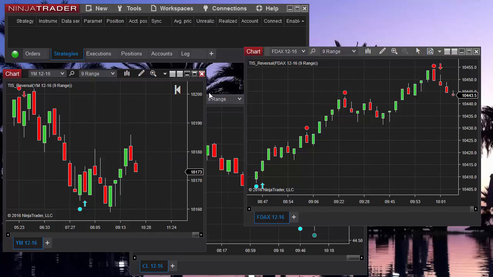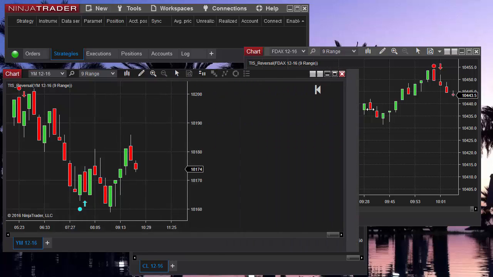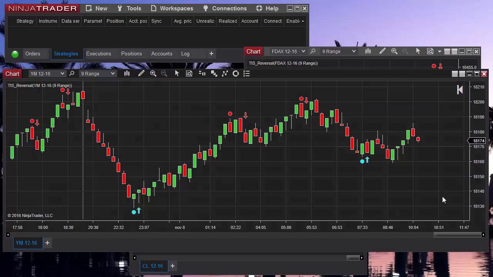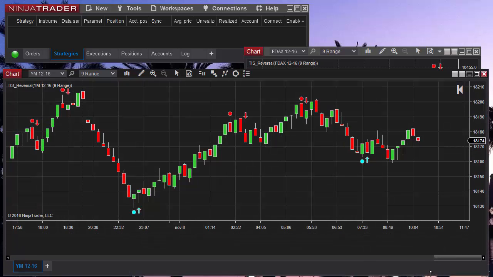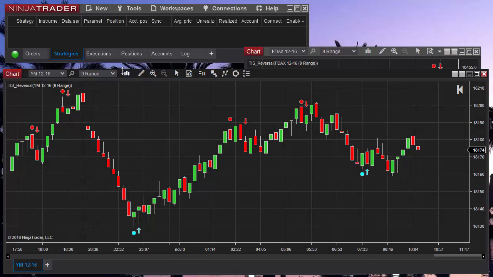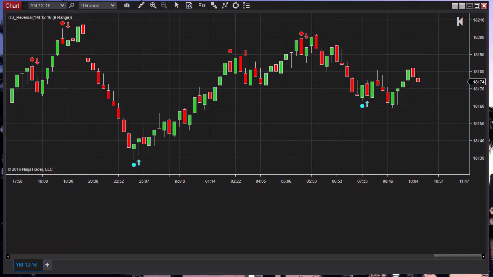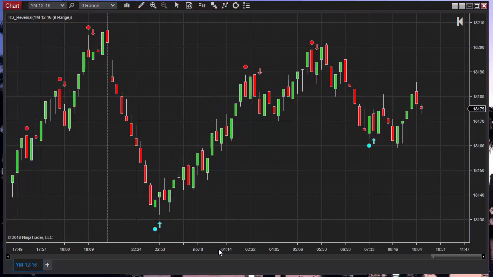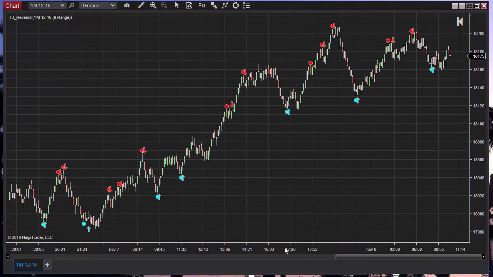Usually if we apply a filtering, we can go with the dot, with the reversal dot. Let's see some examples on Dow Jones. Here we have all the signals, the dots for the reversals and the arrows for the RVO entries.